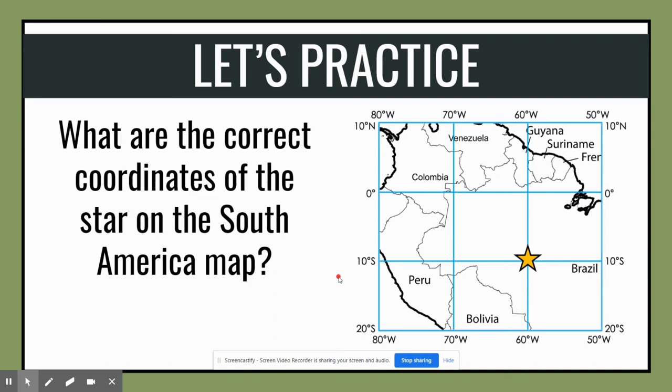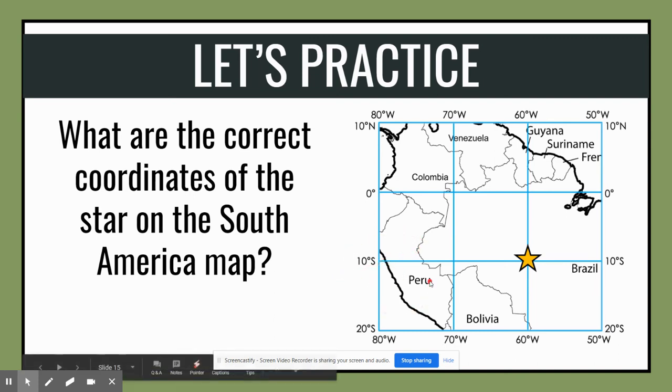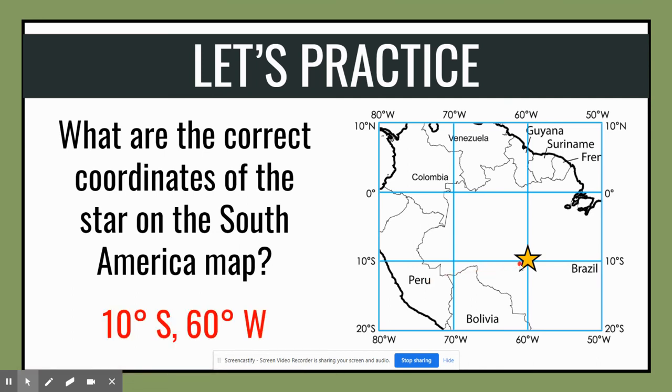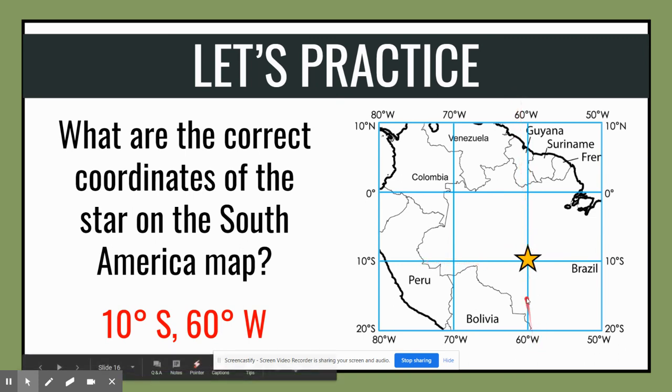And unfortunately, this won't let me click. It won't let me draw on the slide. Otherwise, I would do that. So as you can see, 10 degrees south, 60 degrees west.